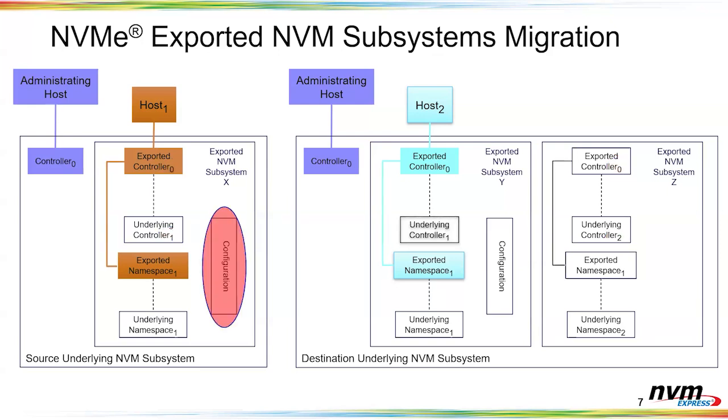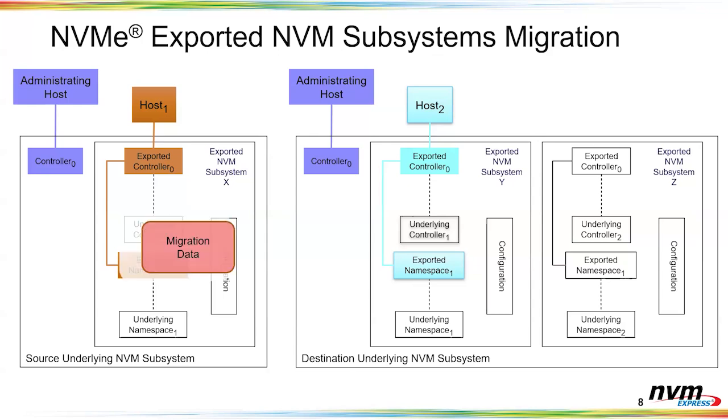Now we have to set up the configuration. This would be setting up that template that I talked about that defines what is supported by the exported subsystem. They would have to go in the destination and set up the same configuration in the destination. And now we have matching exported NVM subsystems in the source and in the destination. And now we're ready to migrate.